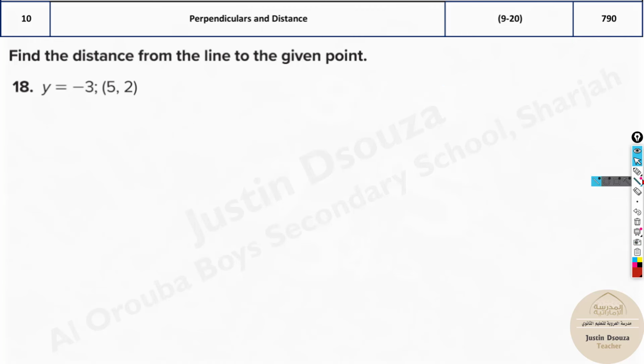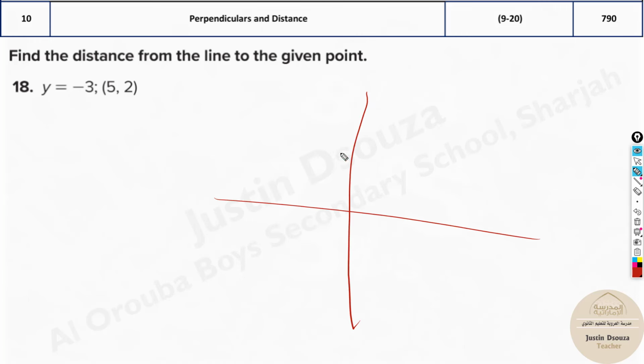Okay, now these are a little different type of problems. In fact, these are easy. Because you have a single line, you can easily graph it. What is the y value? Y is minus 3. So somewhere over here will be the graph. Okay, this is minus 3. Now, what is the other point? You have 5, comma 2. You need to find the distance from the line to the given point, right? Let's plot this point. X is 5 and y is 2, over here.